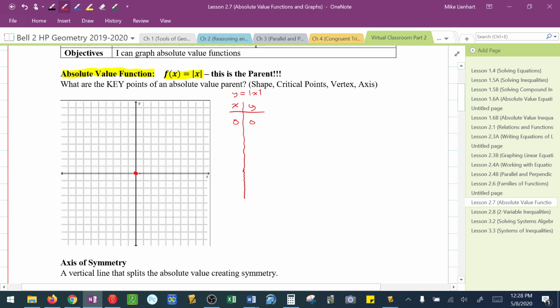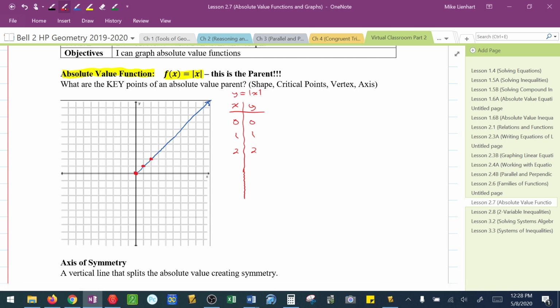What happens if I move to the right from that point now? If I plug a 1 in, absolute value of 1 is 1, giving me the point 1, 1. How about if I plug in 2? Absolute value of 2 is 2, giving me that point. And now I start to recognize that a pattern is emerging, and therefore I can sketch this graph for one side, at least, from that first point that we chose.